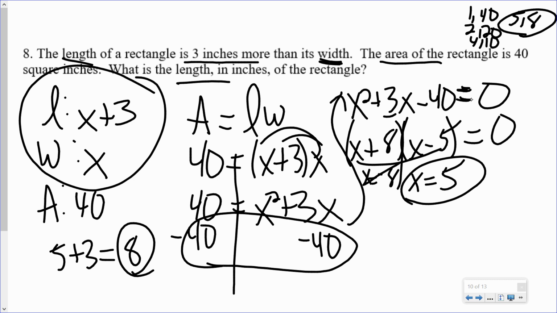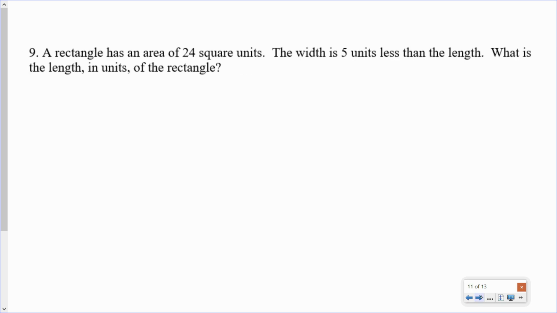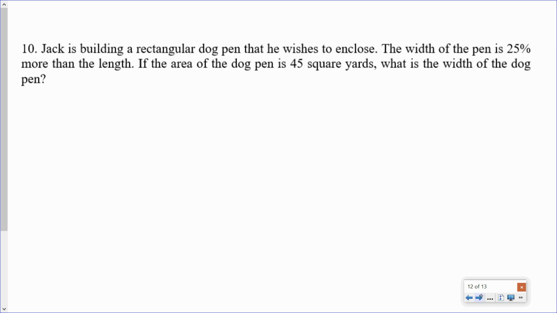And in a word problem like this, because we're dealing with lengths, you would have to reject the negative. You're left with the positive. And then again at the end, answer the question. Since it's asking for the length, we're subbing into the length expression. That's pretty much the same thing.